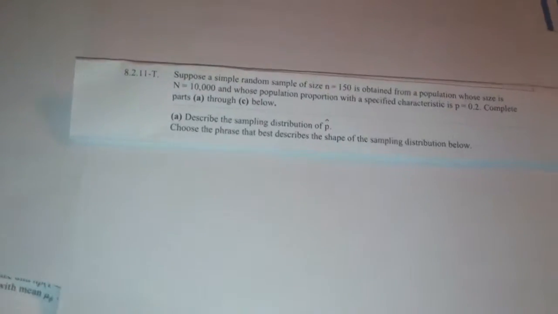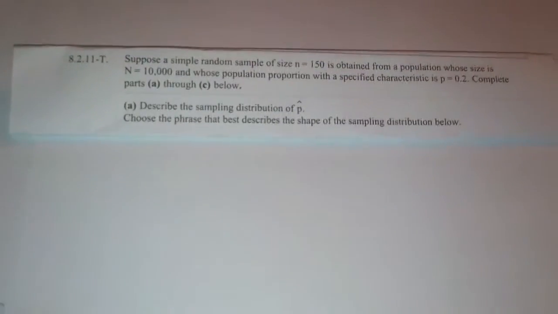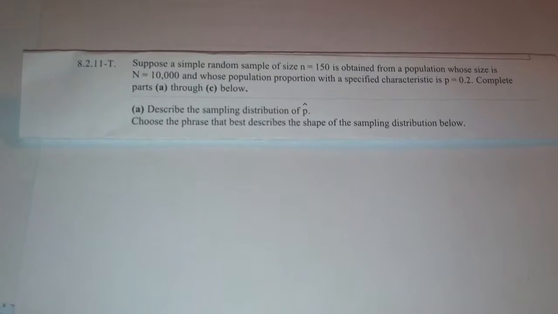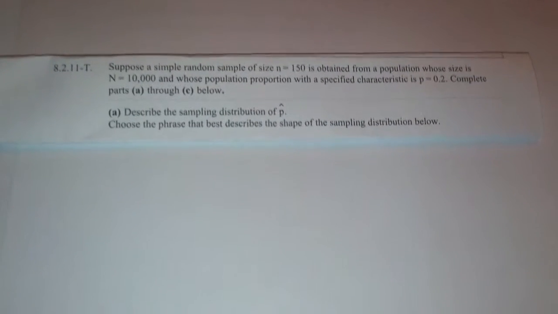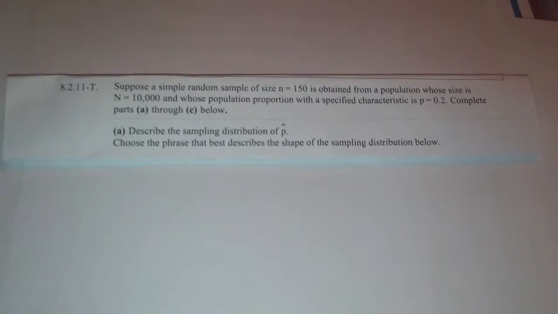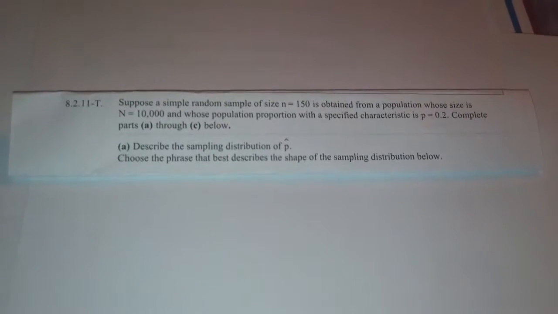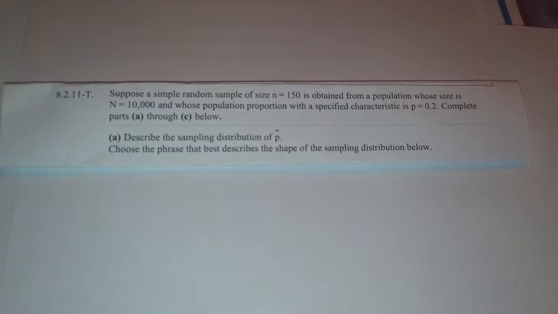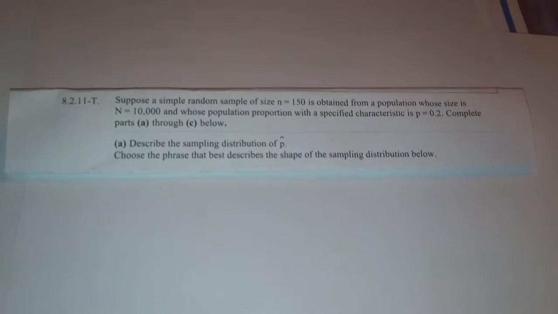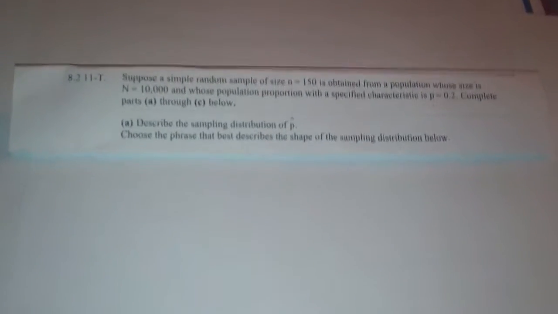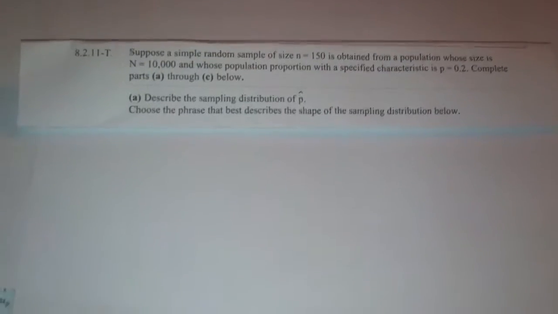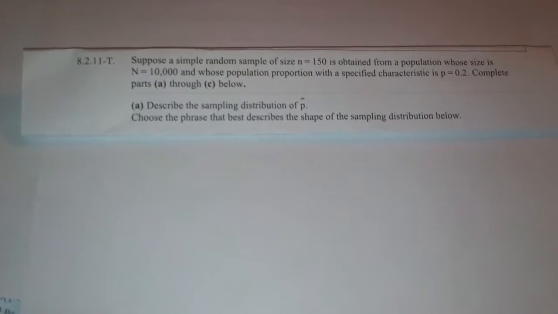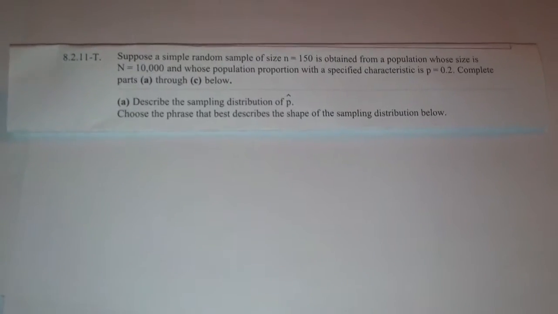So the question says, suppose a simple random sample of size n equals 150 is obtained from a population whose size is capital N equals 10,000, and whose population proportion with the specified characteristic is p equals 0.2. Complete parts A through C below. Section A says describe the sampling distribution of p hat. Choose a phrase that best describes the shape of the sampling distribution below.